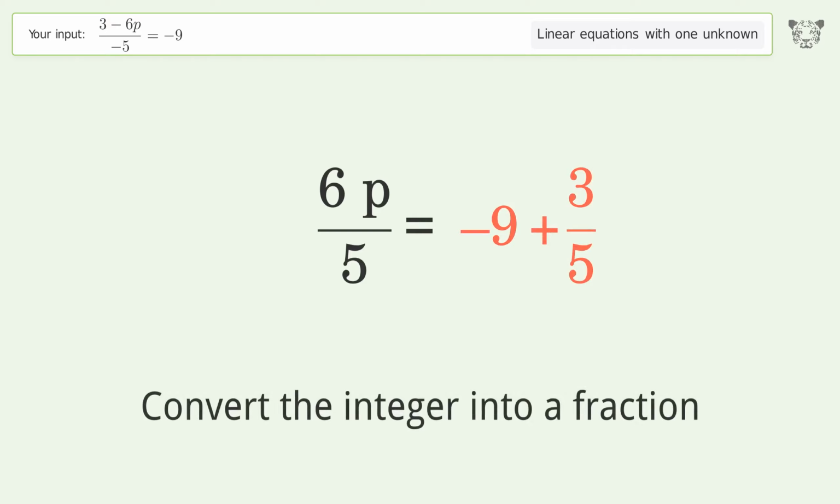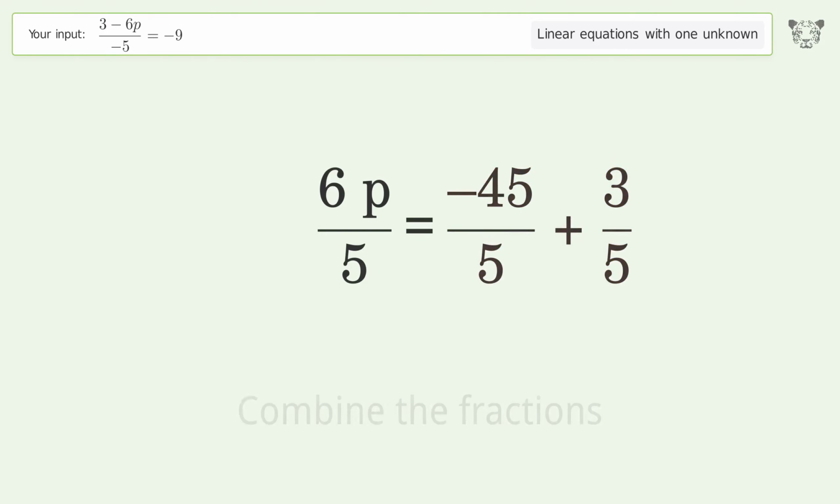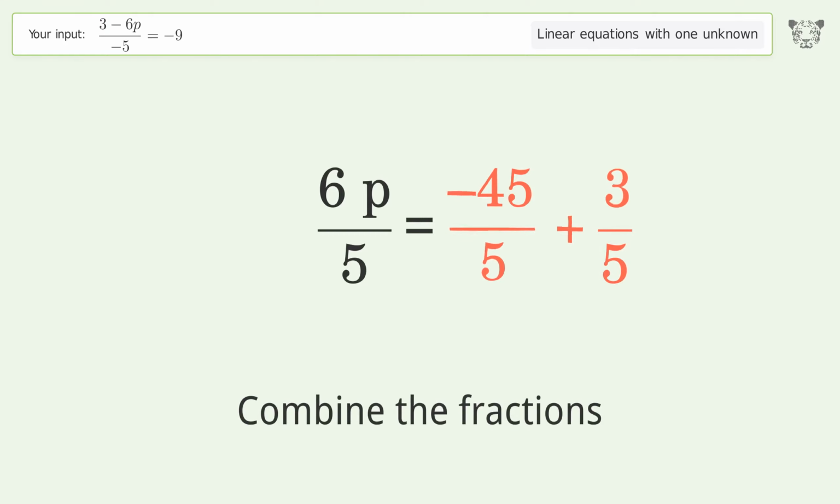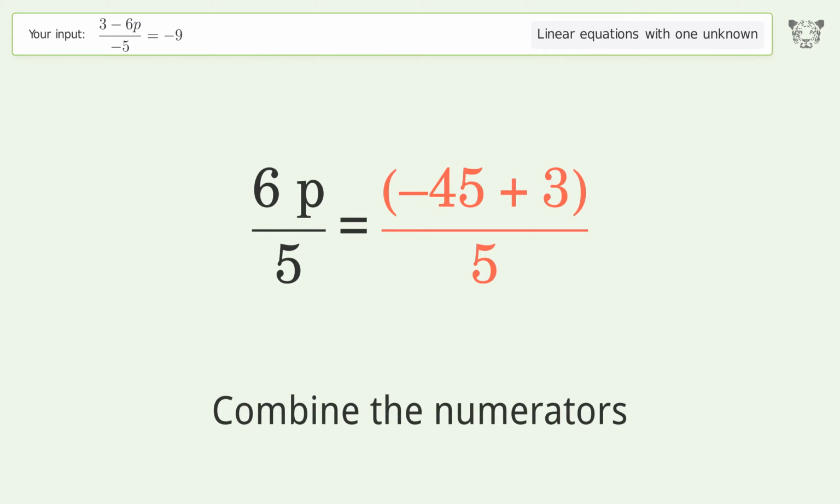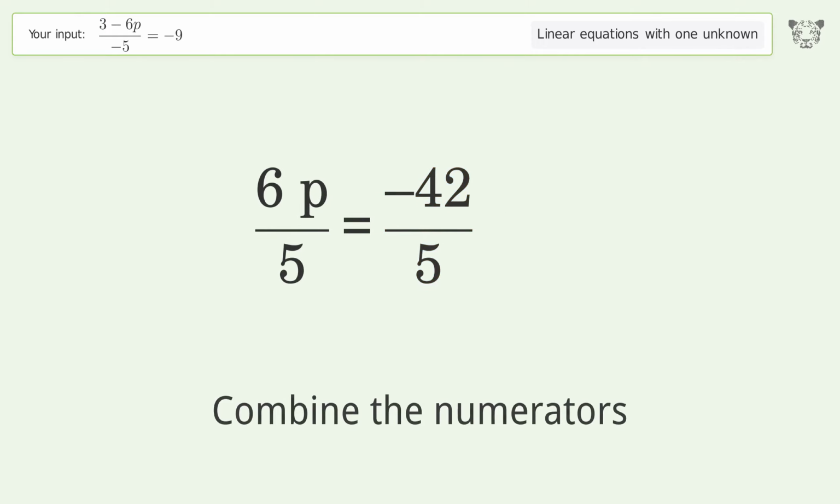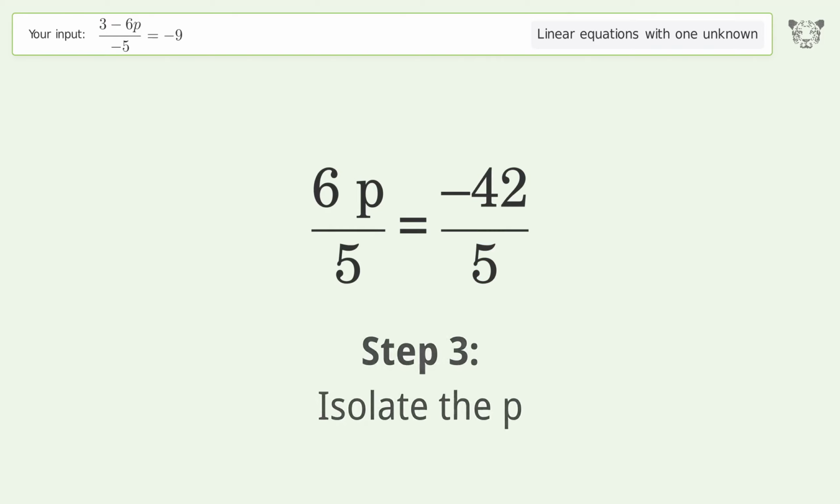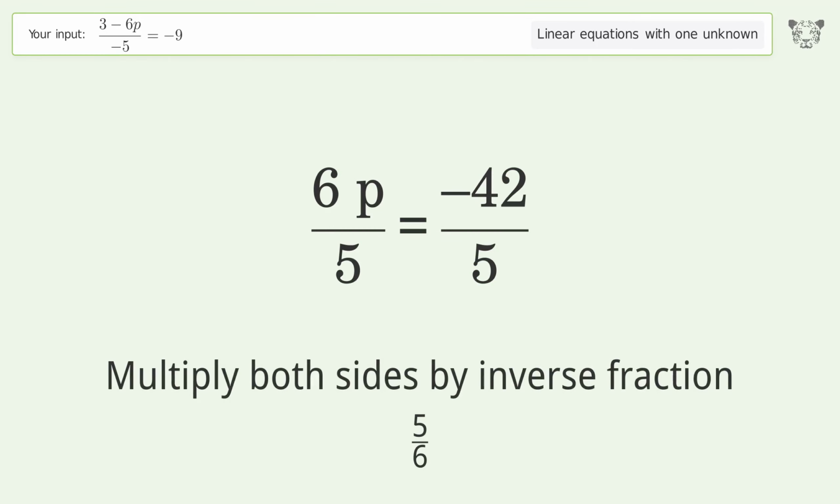Convert the integer into a fraction. Combine the fractions. Combine the numerators. Isolate the p. Multiply both sides by inverse fraction 5/6.